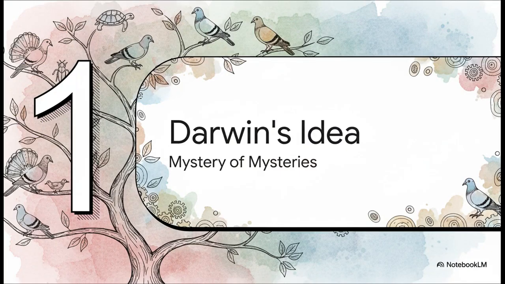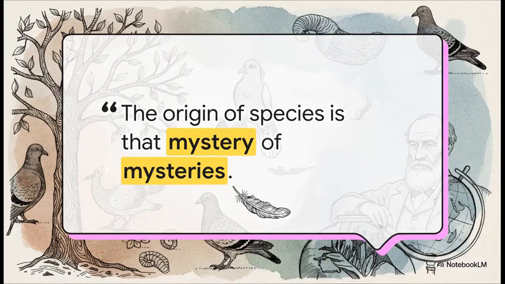Okay, so to really get Darwin's answer, you first have to appreciate the question he was completely obsessed with. For centuries, the sheer, staggering variety of life on our planet, all the different shapes, sizes, and behaviors, was the great unsolved puzzle of science. The famous scientist John Herschel called it that mystery of mysteries.